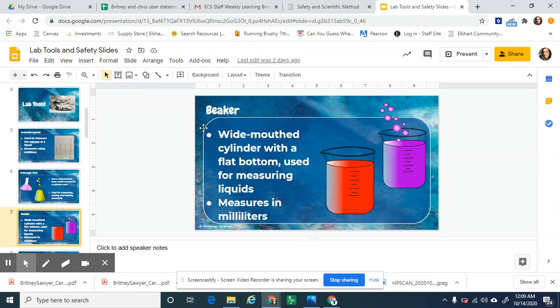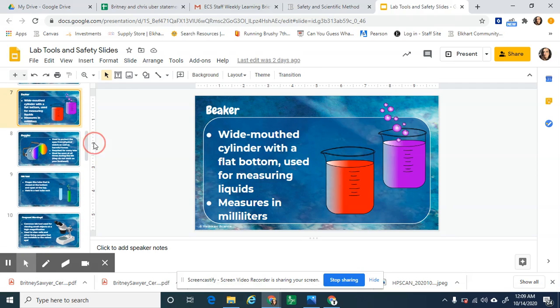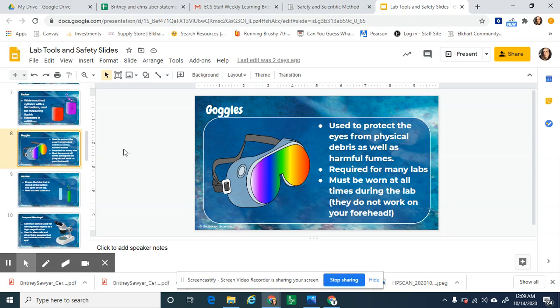The beaker is a wide-mouth cylinder with a flat bottom used for measuring liquids. It measures in milliliters as well. Goggles are used to protect the eyes from physical debris as well as harmful fumes. They are required for many labs and must be worn at all times during the lab. They do not work if they are on your forehead.